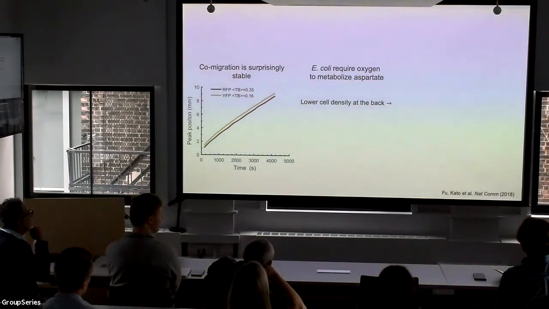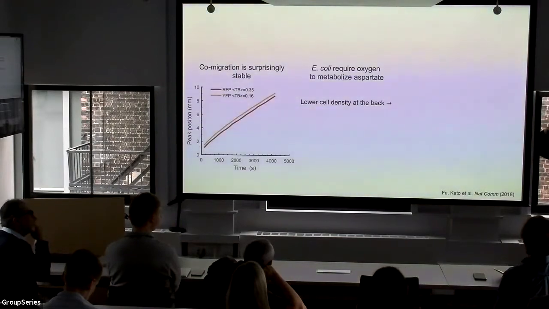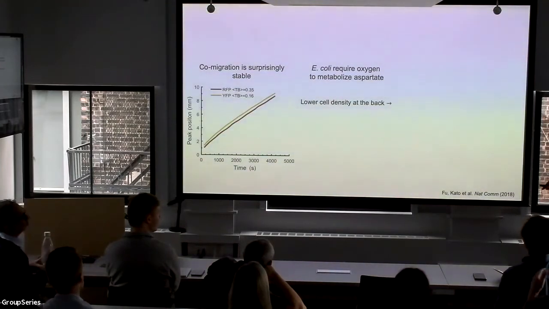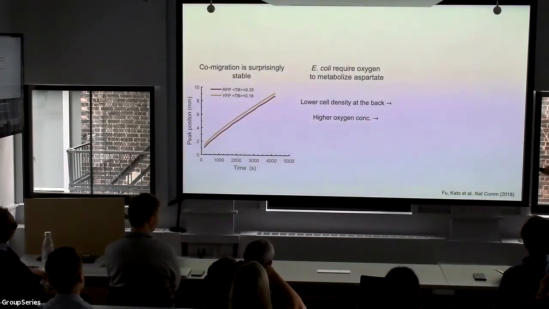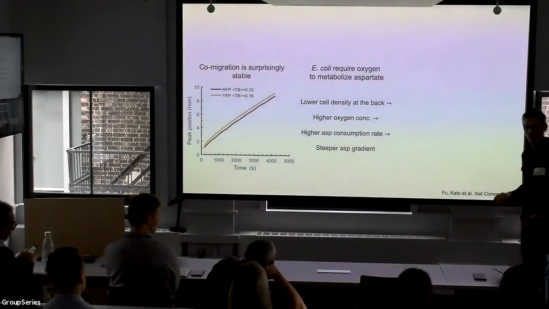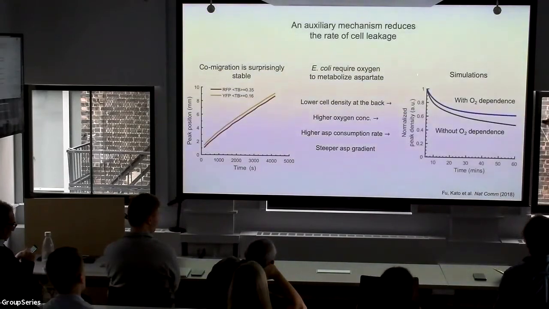at the back of the wave, you have fewer cells. So basically, you're going to have more oxygen at the back of the wave than in the middle of the wave, because oxygen in the microfluidics is provided through the PDMS. But it might be rate limiting. And so on the side of the wave, you have higher access to oxygen than in the middle, maybe. If this was the case, you would have higher aspartate concentration at the back, and therefore a steeper gradient at the back that helps keep the cells that are weak. And so that should reduce the loss of cells. And so these are the predictions from the model that with this oxygen dependency, you would get this.